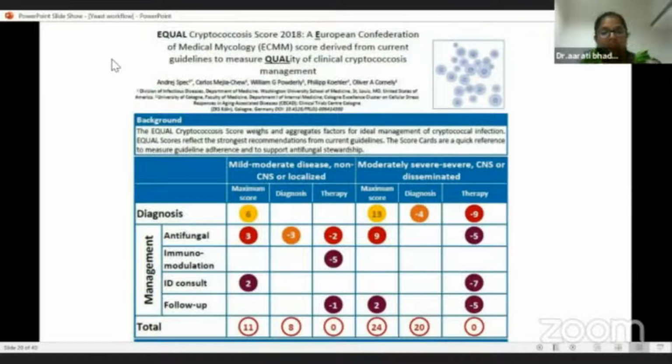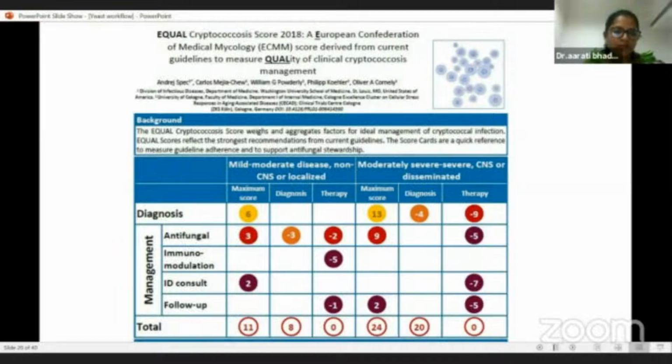Like the Candida score, here we can have the Cryptococcus score, the EQUAL Cryptococcus score. This is a European Confederation of Medical Mycology score derived from current guidelines to measure the quality of clinical Cryptococcus management. So, the EQUAL Cryptococcus score weighs and aggregates factors for ideal management of cryptococcal infections. The EQUAL score reflects the strongest recommendations from the current guidelines. The scorecards are a quick reference to measure guideline adherence and support antifungal stewardship.